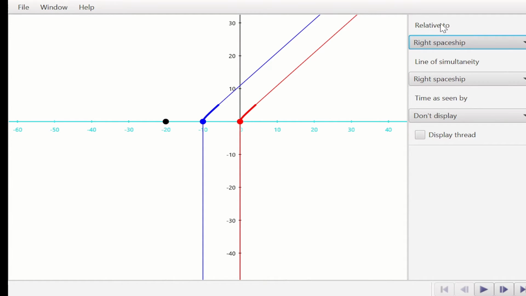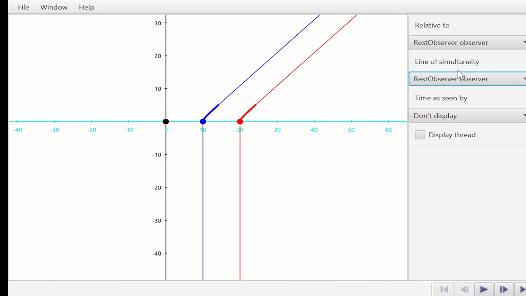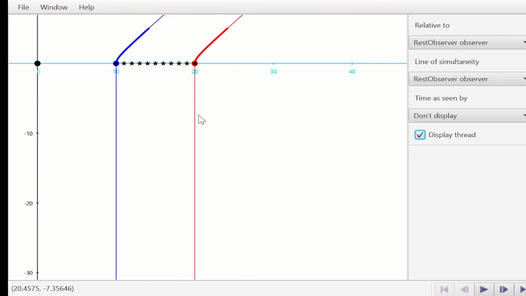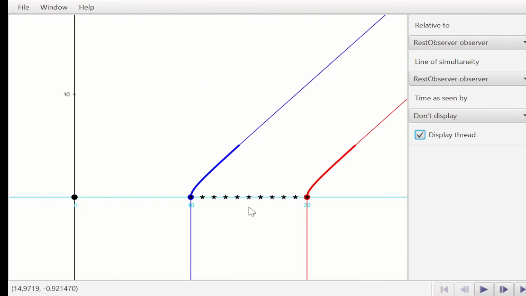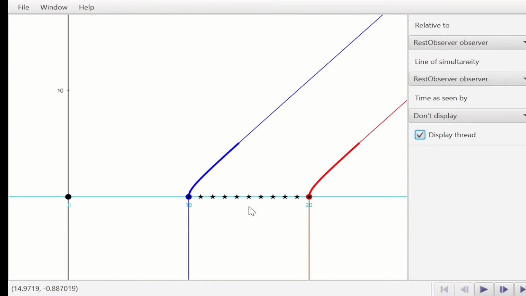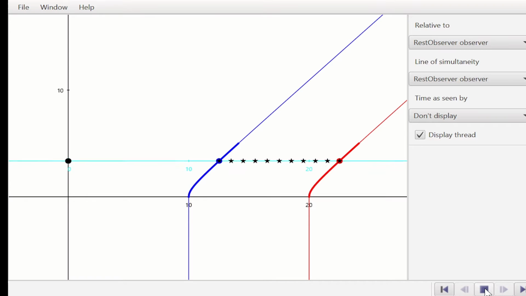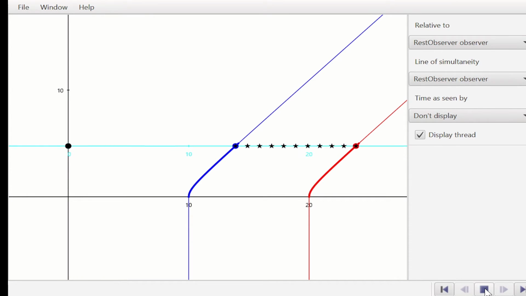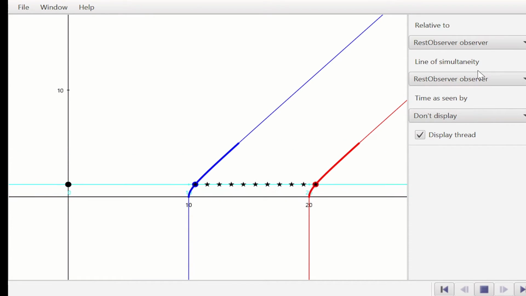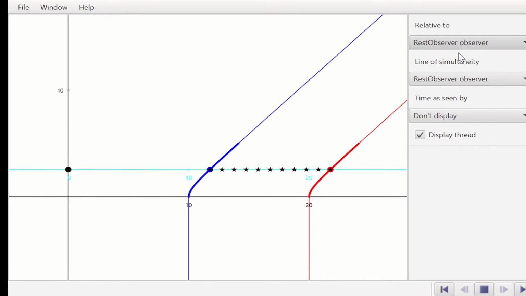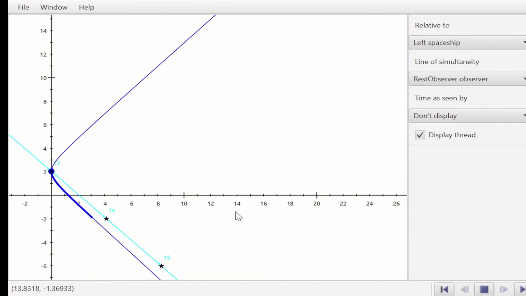Let's go back to the rest observer. What I'm going to do is put a bunch of points along the thread so I can watch them. They will all accelerate at the same rate so I can see what happens to them. So in the rest frame, it all looks great. The distance between the points is exactly the same, and it would seem like the thread's not going to break. Now let's look at it from the point of view of the left spaceship.